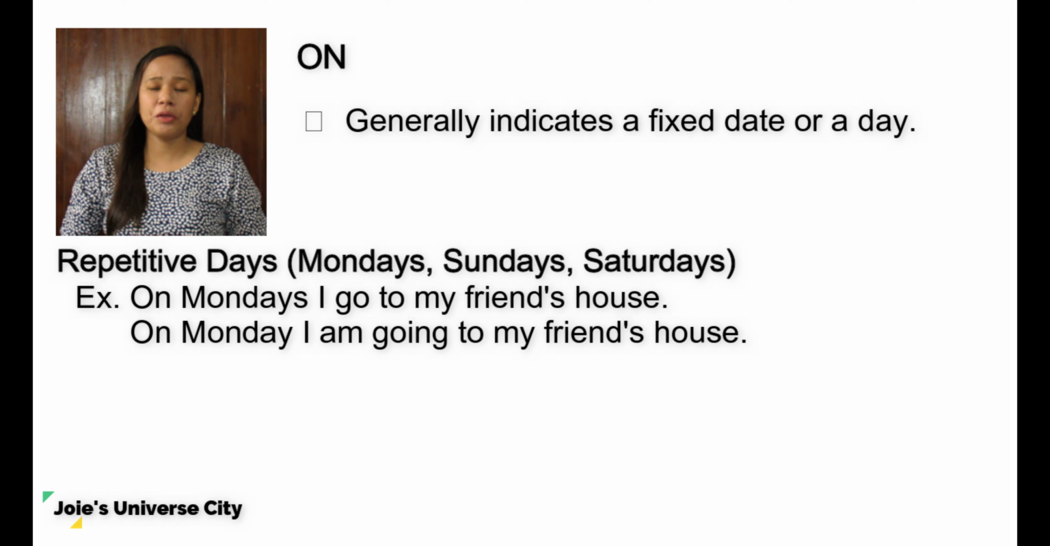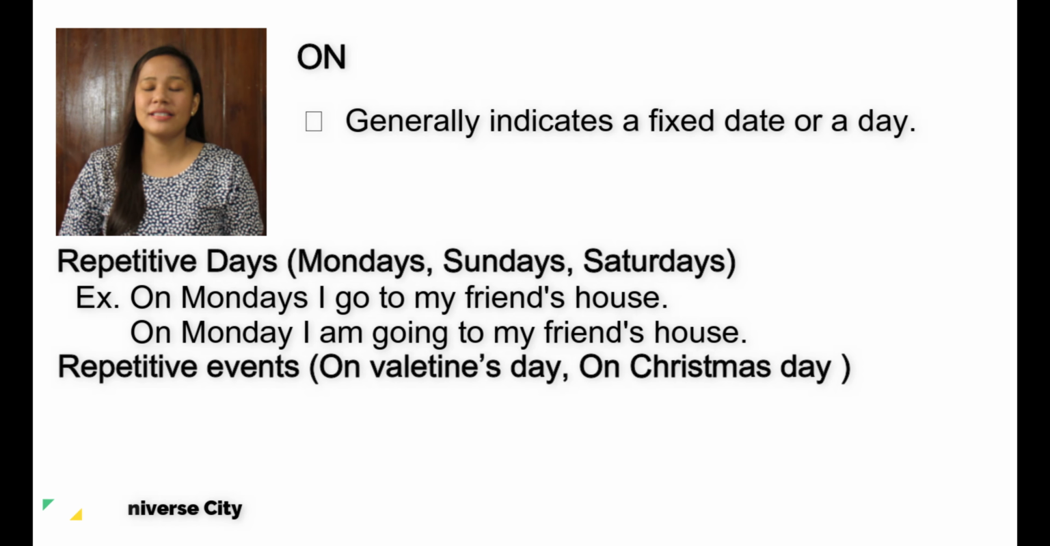Another, we make use of on when we are also talking about repetitive days, and these days happen every year. Okay? Gaya ng on Valentine's Day. So, ang Valentine's Day, nangyayari yan every year. On his birthday, on Christmas Day. So, lahat ng mga araw na nangyayari every year. Okay, once a year, for that matter, then you make use of the preposition on. So, you would say, let us have dinner on Valentine's Day. Not in Valentine's Day. Alright?